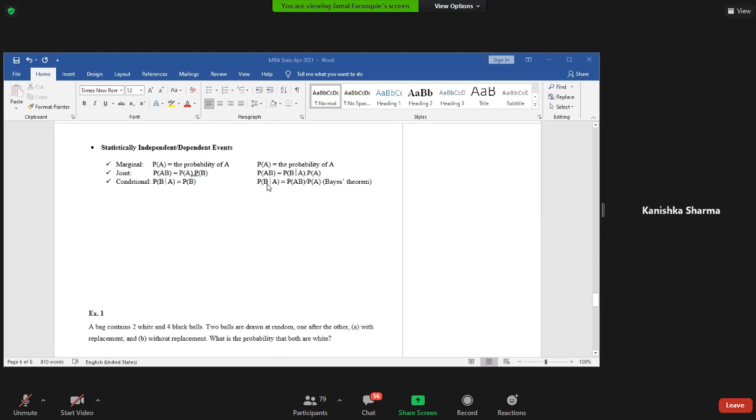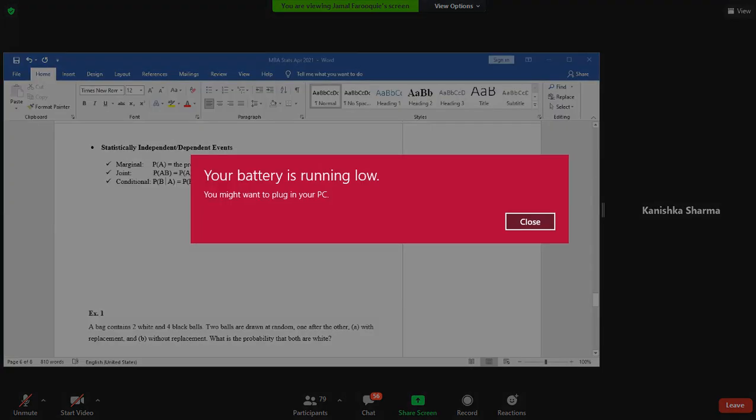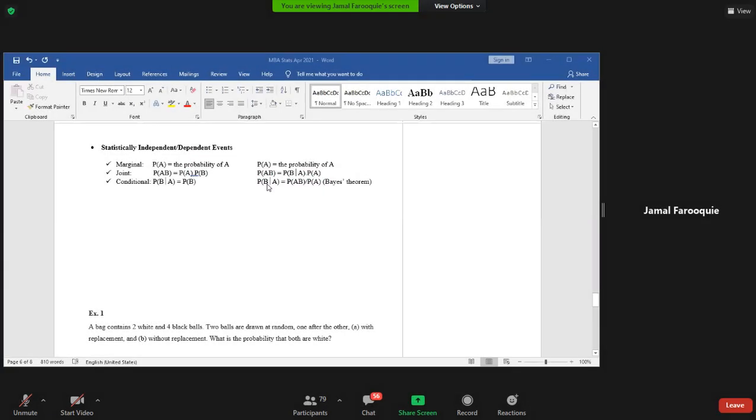Sir, can you please explain conditional for dependent events? The probability of B when A has occurred is given by the joint occurrence of A and B divided by probability of A.